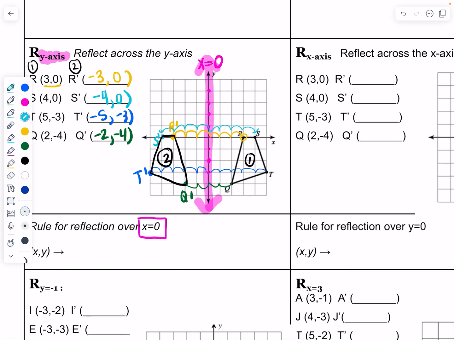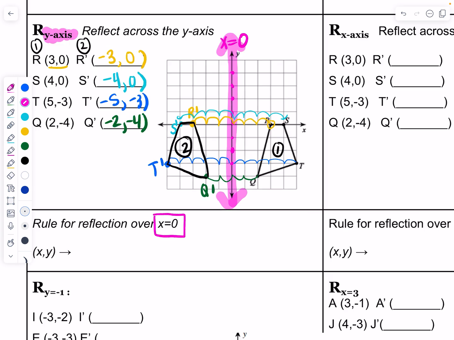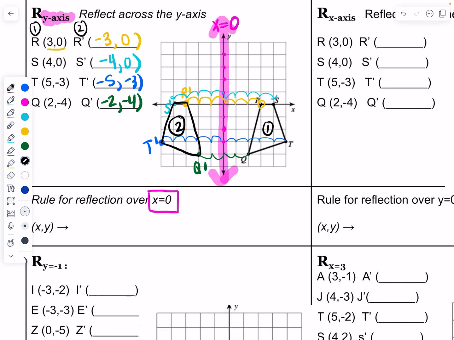So what is our rule for reflecting across the y-axis? What changed every time? Well, let's look at it. (3, 0) to (-3, 0). (4, 0) to (-4, 0). (5, -3) to (-5, -3). What changes every time is the x value. All of our y values stayed the same. So we're going to flip the sign of whatever our x value is. All of our x values went from positive to negative. If they were negative, say we started on the left, they'd turn to positive. So you flip the sign of the x values and your y values stay the same.